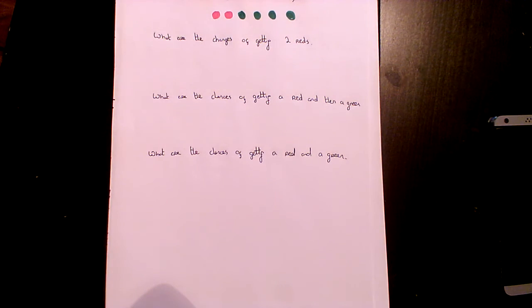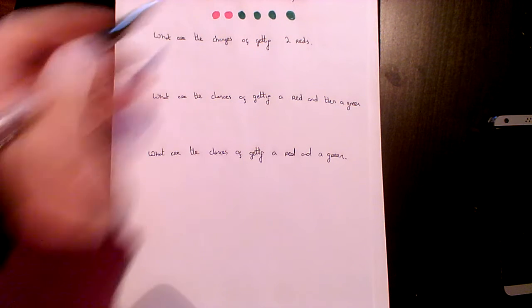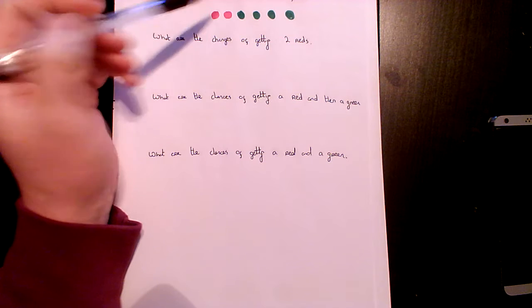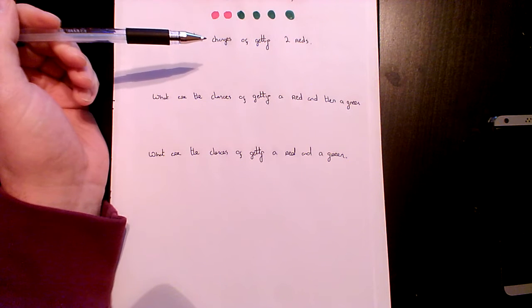Okay. So the last bit, Lucy, we're looking at conditional probability. Okay. So I'm going to give you a scenario here, and we're going to work through it. We have 6 marbles. 2 of them are red, and 4 are green.